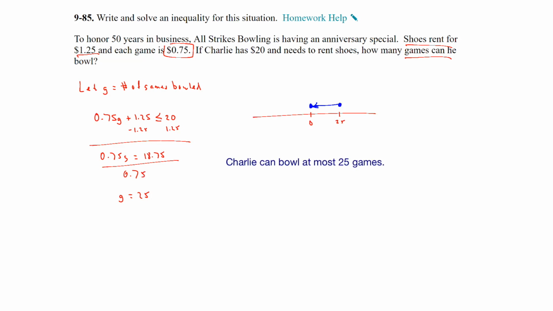When you write your answer here, you don't want to say Charlie can bowl 25 games. He can bowl at most 25 games. He could bowl anything less than 25 as well. So we want to be clear on how we answer this question: he can bowl at most 25 games. I could also write the solution as G is less than or equal to 25. But in the end, being able to answer the question is the important piece.